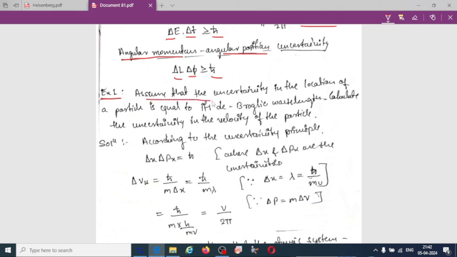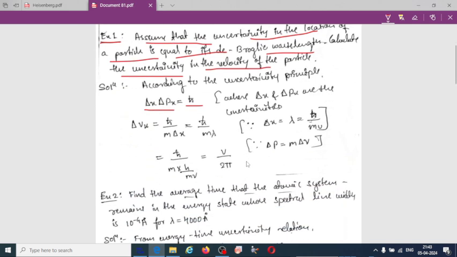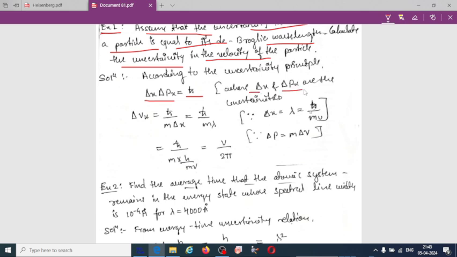First example: assume that the uncertainty in the location of a particle is equal to its de Broglie wavelength. Calculate the uncertainty in the velocity of the particle. In this question, they are asking to find the velocity uncertainty. So first you should write the uncertainty in position and momentum. Momentum, you can represent in terms of velocity. So delta x delta px is greater than or equal to h cross, the uncertainty in position and momentum.